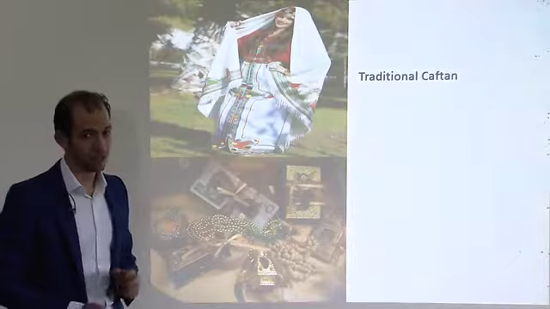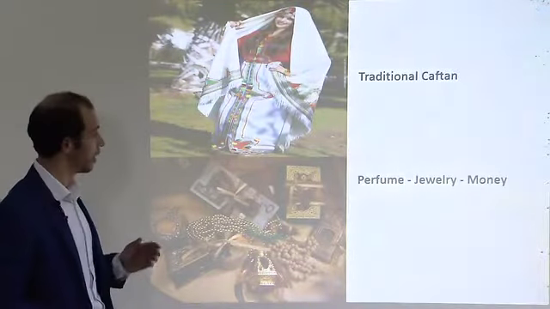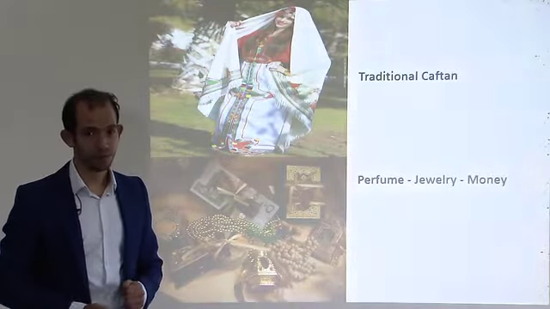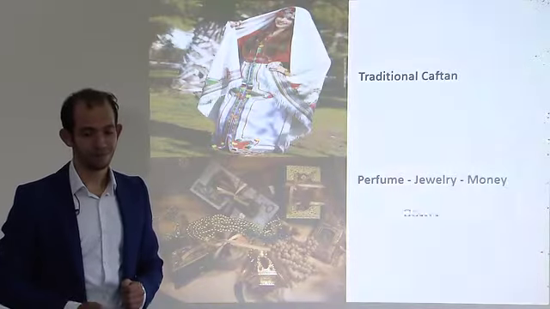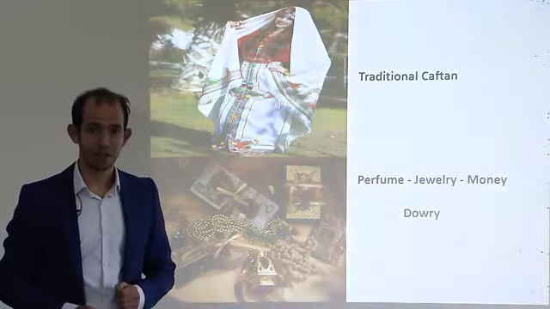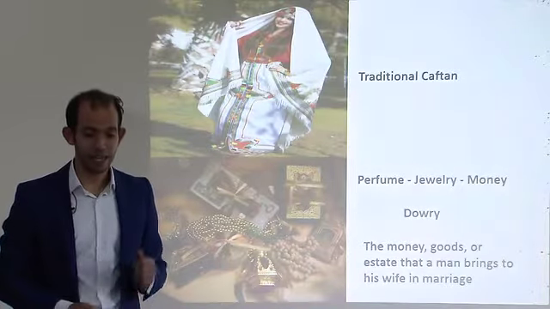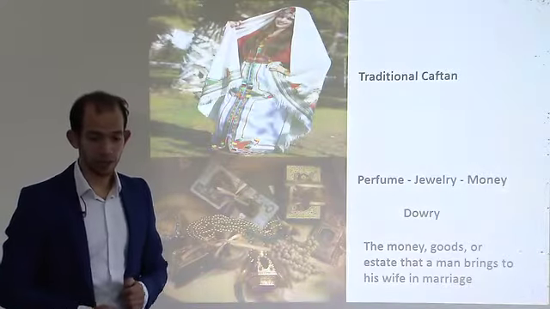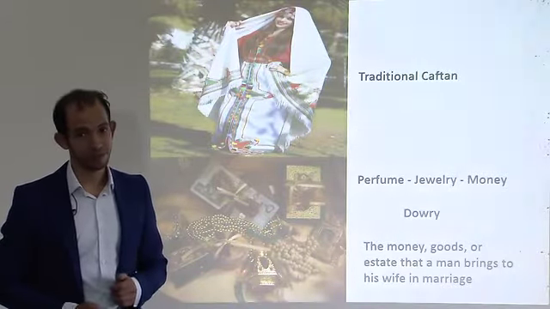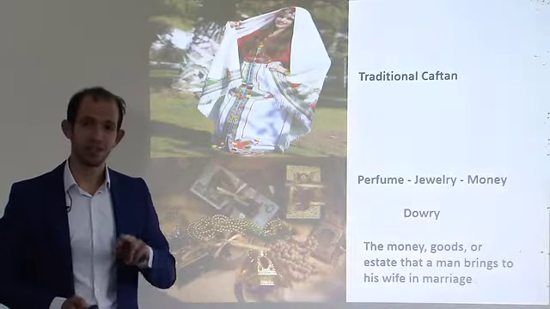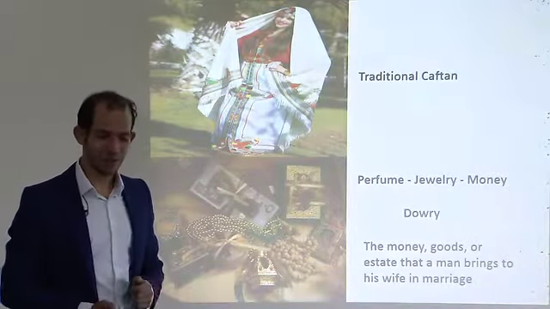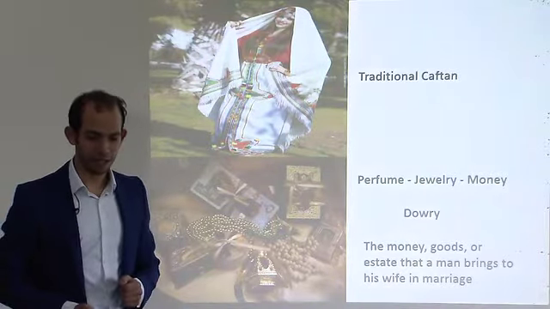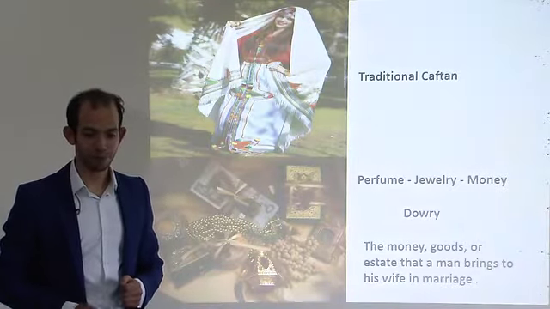And what do you see here? This is the most important thing, so please focus. We have here perfumes, jewelry, and money. So what's that? We call it a dowry. So what is a dowry? A dowry is the money, goods, or estate that a man brings to his wife in marriage. But in many other cultures, it's the opposite. It's the woman who gives the man the dowry. But here in Morocco, the man mostly gives a dowry to his wife.